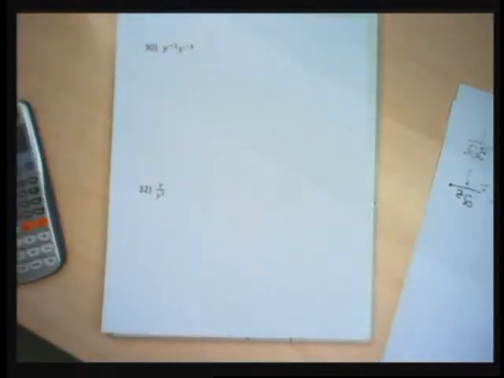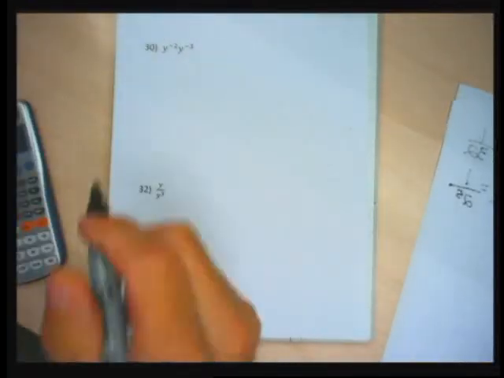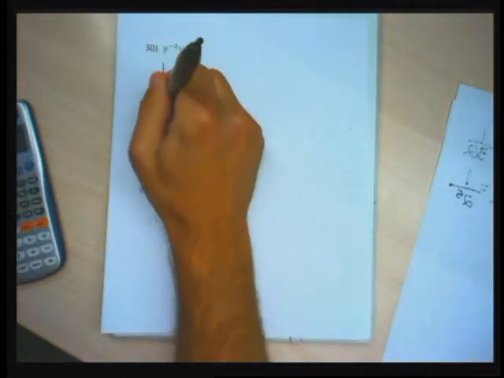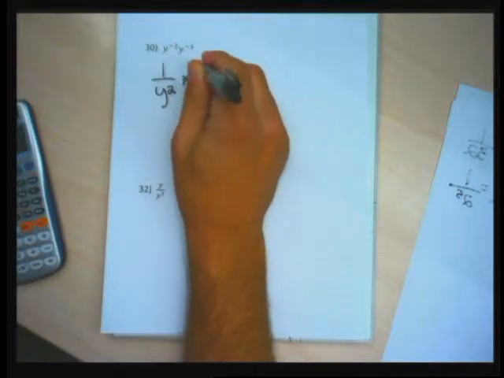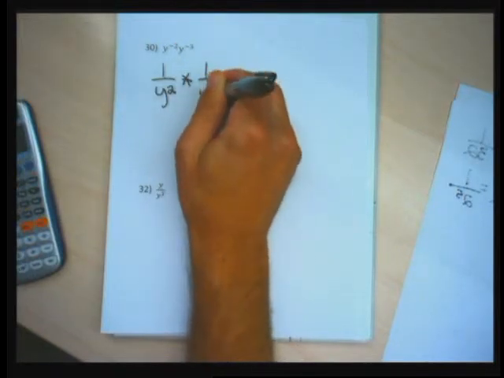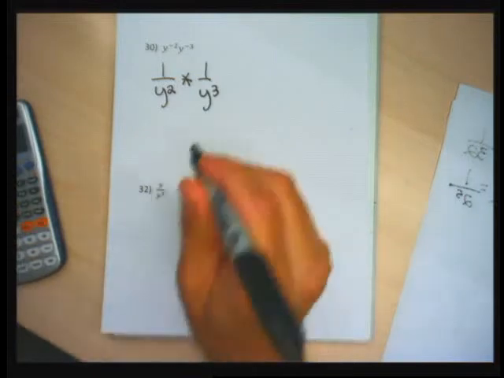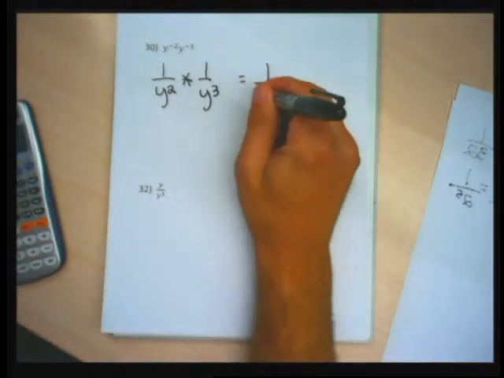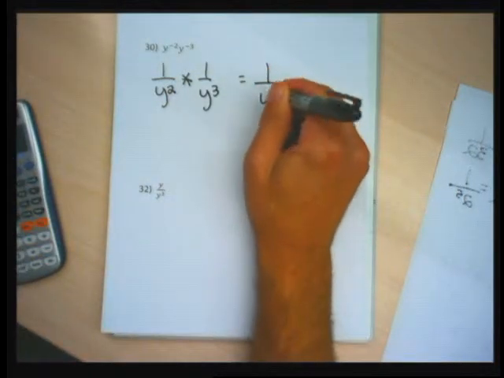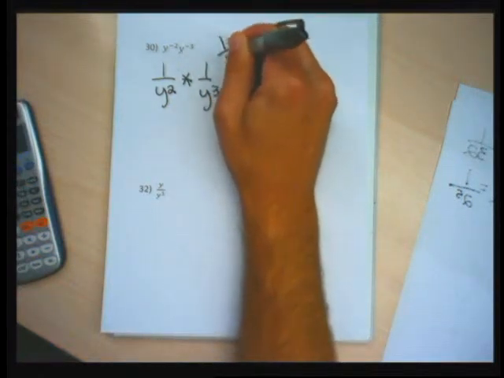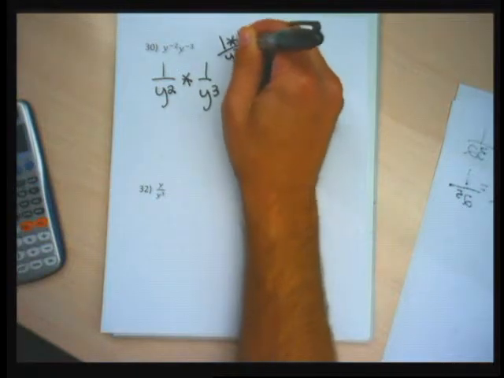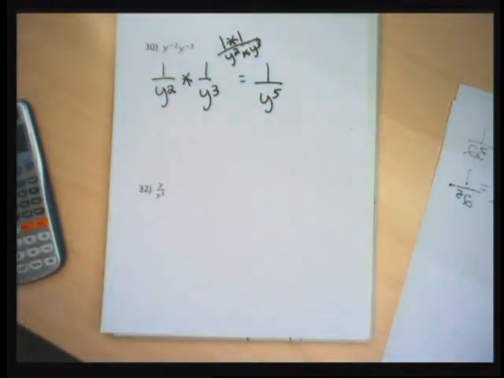So problem 30, if I wanted to do this, I can write this as 1 over y squared. I don't need a times sign, but I'm going to write a times sign because these are implied to be times 1 over y cubed. So this is going to be 1 over y to the 5th, because in the numerator you multiply the 1's. In the denominator you multiply the y's. And when you multiply the y's, you add their exponents.